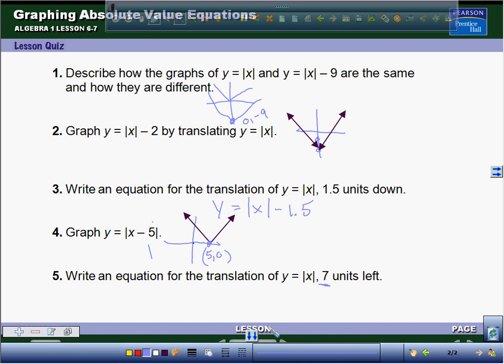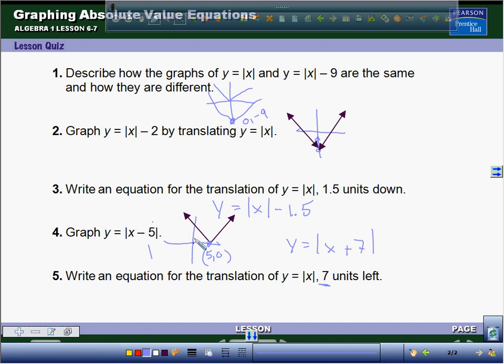Okay, so who could give me the equation 7 units left? Y equals absolute value of x, and plus 7. Plus 7 inside the brackets, okay? So that plus 7 inside the bracket is going to move it left 7.